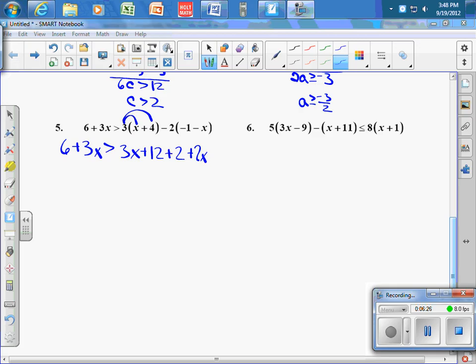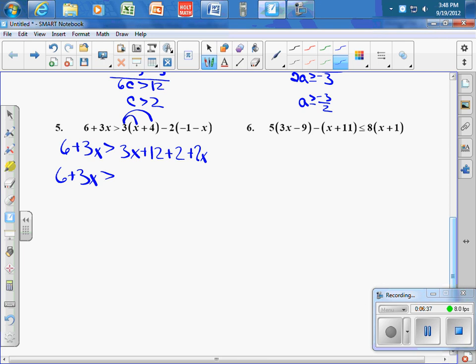On the left side, combine any like terms. In other words, get all your numbers together, get all the x's together. Well, I only have 6 plus 3x. But on the right side, I have 3x plus 2x. Those are like terms. I add them together, 5x. I have 12 plus 2. That's a positive 14. And now all I have to do to solve this is subtract 5x from both sides.